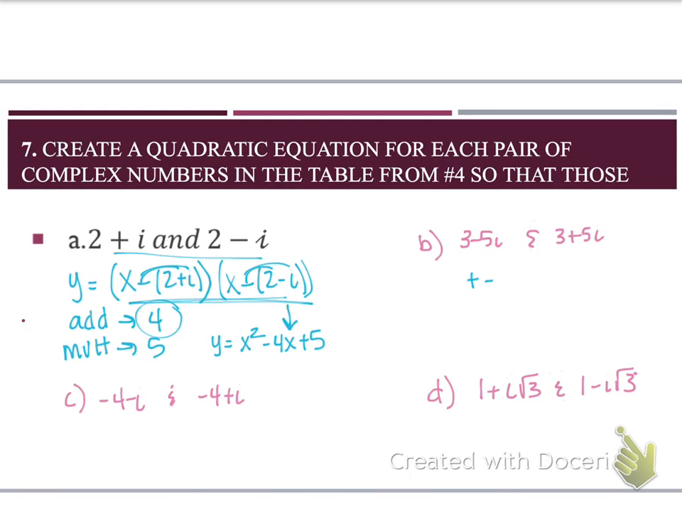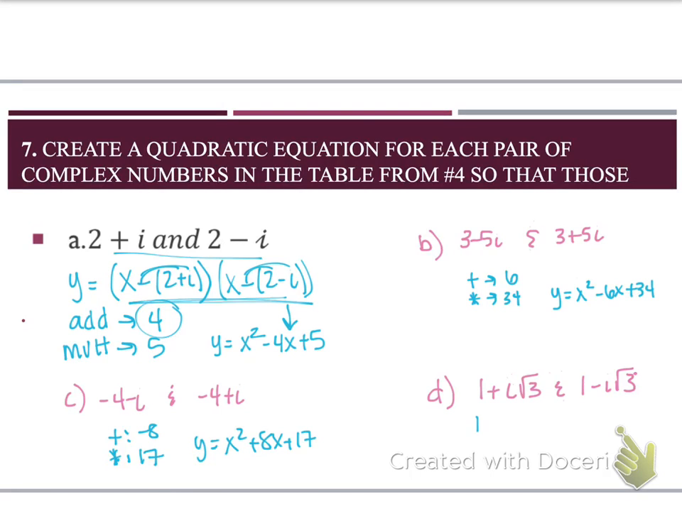So my next one, add, multiply. If I go back to my table here, if I add, I get 6. If I multiply, I get 34. So I got y equals x squared. We flip the first one, and then we keep the second one normal. Okay, so I go back to my table, my add and my multiply. My add, I get negative 8. My multiply, I got 17. So y equals x squared plus 8x, because we flip it, plus 17.